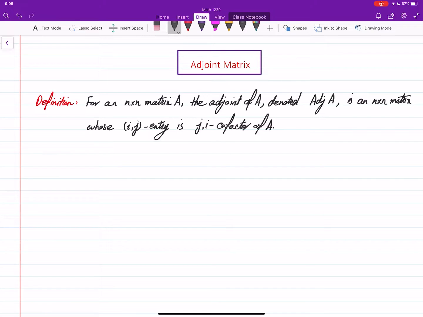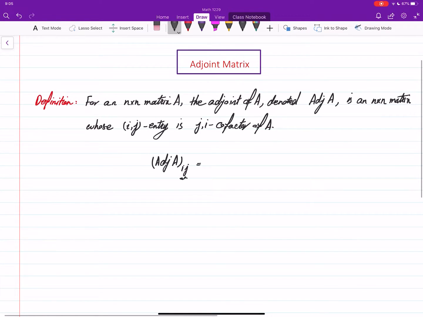Okay, so adjoint of A is given. You're looking for the ij entry. Note that I'm switching i and j. This will be the ji cofactor of A. Well, if a matrix is 3 by 3, you have to find 3 times 3, which is 9 cofactors, and then put all of them in this matrix, and we call it the cofactor matrix.